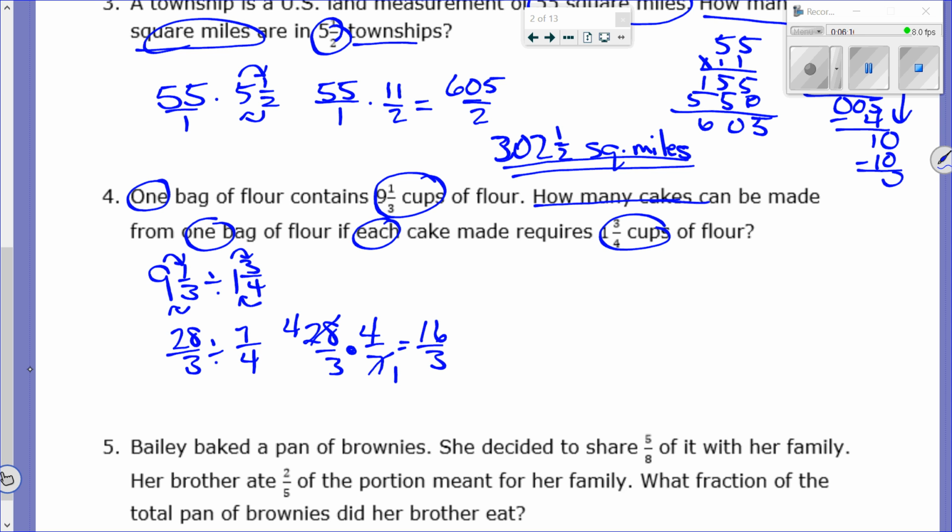That's not its simplest form because my numerator is bigger than my denominator. So 3 goes into 16 5 times with 1 left over. However, what was the actual question? How many cakes? Can I make 1/3 of a cake? No. So how many cakes can I make? 5. You can make 5 cakes.